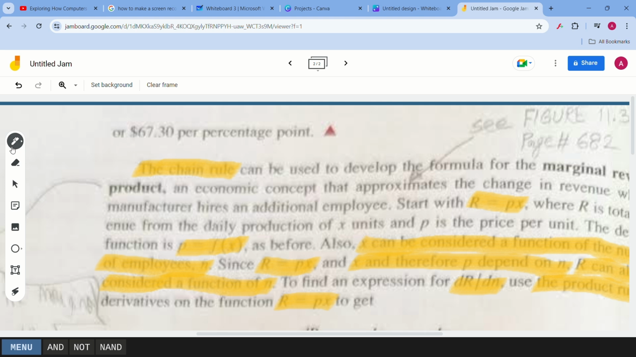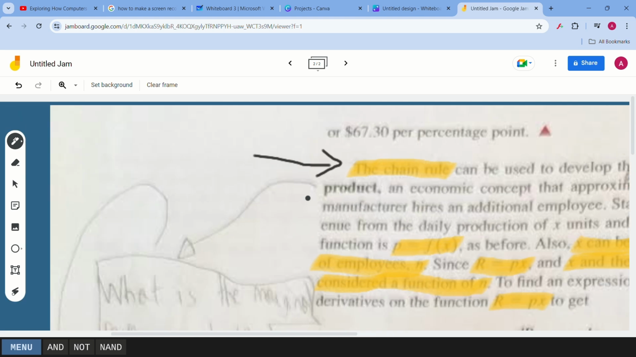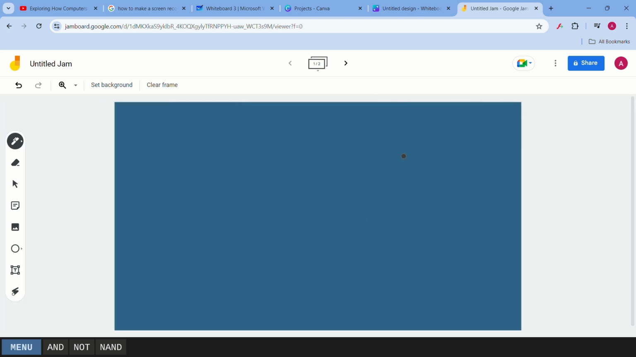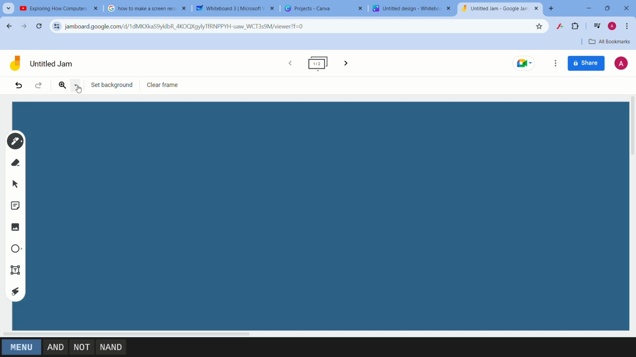So I'm going to hit pause right there, and let's try to understand this. First up, we have the chain rule. The chain rule, as you might wonder, is like a chain.